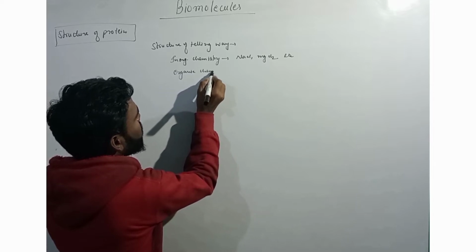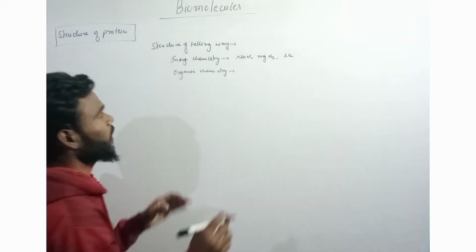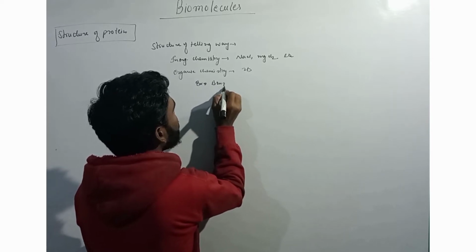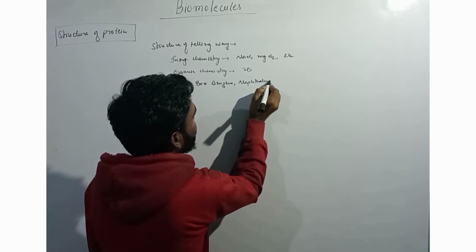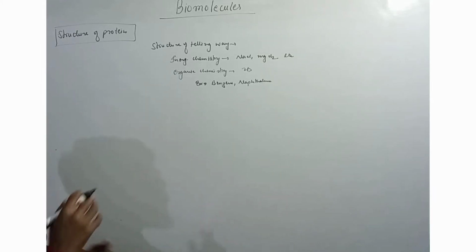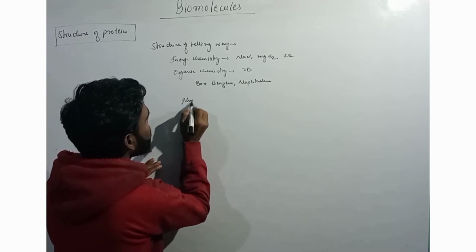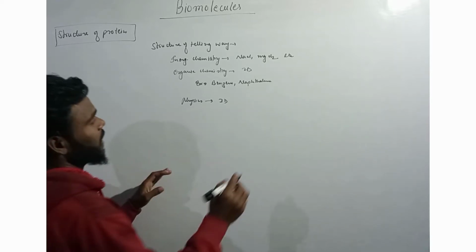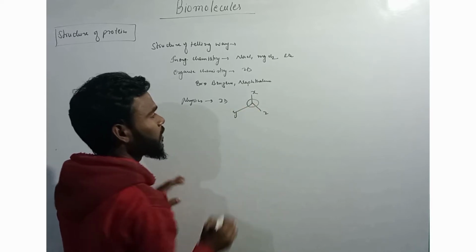But when we come to organic chemistry, for example, we have to talk about 2D. A 2D example is benzene, naphthalene, etc. Now when you come to physics, the structure is defined in 3D. That is physics. It will be talking about 3D, that is the x, y, z plane.